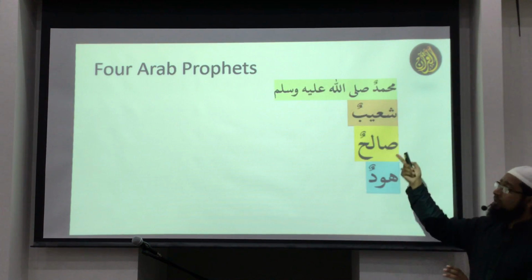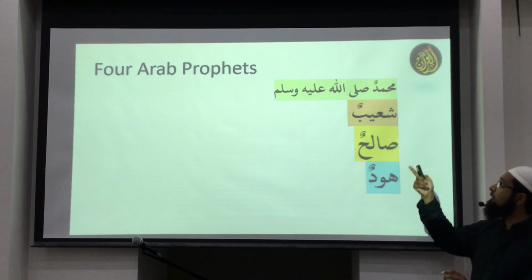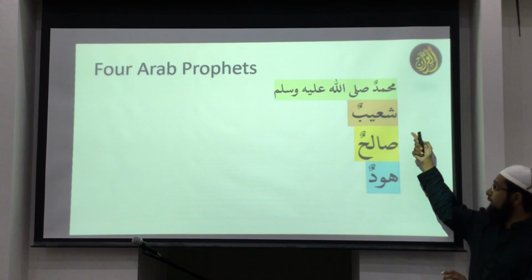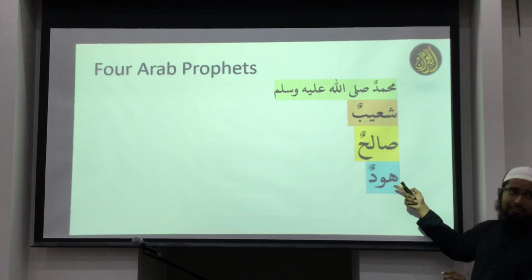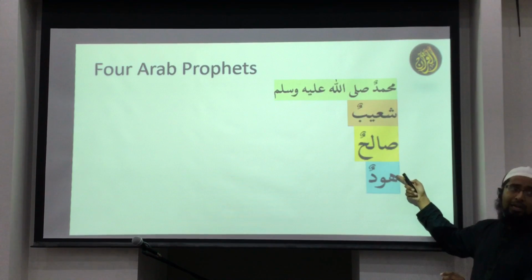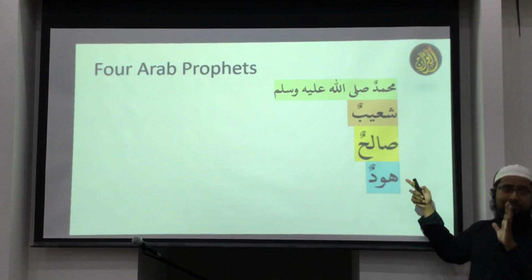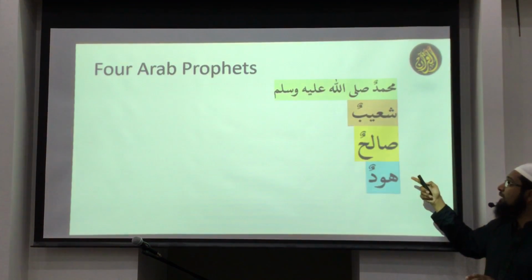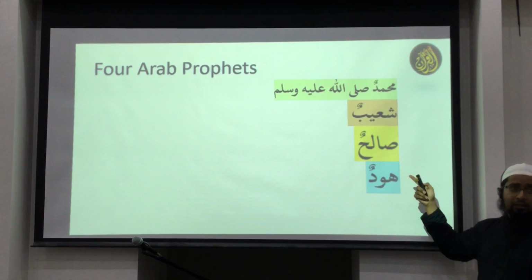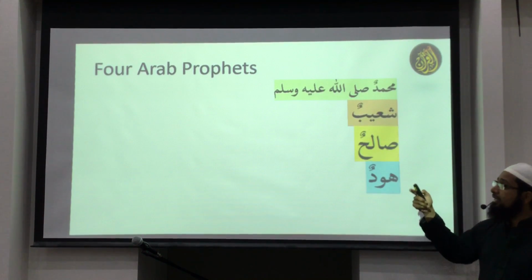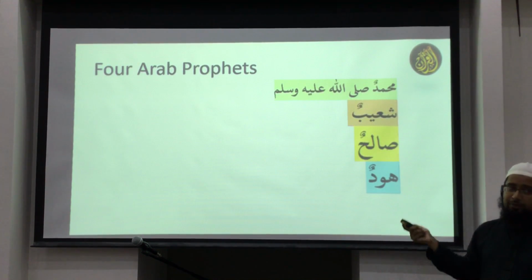And as I mentioned, these are the only 4 names of the Arab prophets: Muhammad sallallahu alaihi wasallam, Shu'aib, Saleh, and Hud alayhi salam. So these are the four Arab prophets' names. We know 25 prophets' names from the Quran and from the Sunnah. So these are the only 4 that are Arab prophets, that have Arab names. All others are non-Arab names.